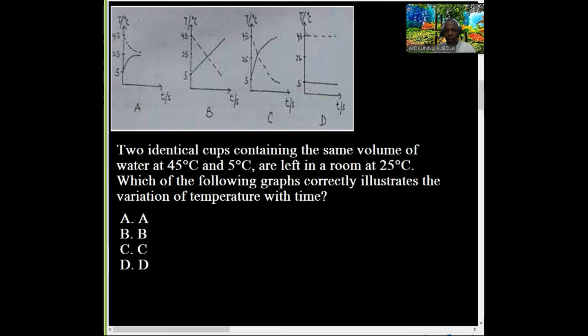Which option do you go for? I go for C. Why do you go for C? Because the two waters are kept in a bowl, at 45 and 5 degrees Celsius respectively, and they are kept in a room temperature of 25 degrees Celsius. So they will have to... There'll be heat transfer, right?